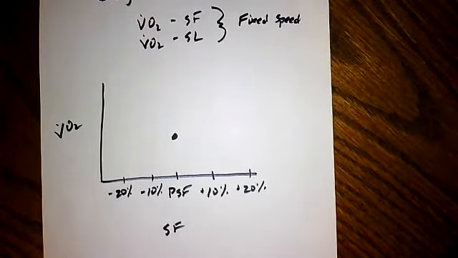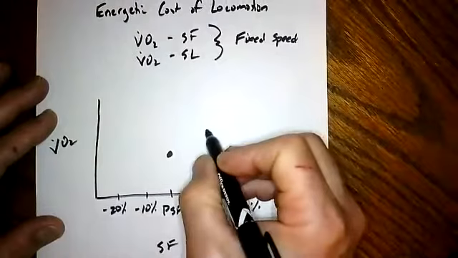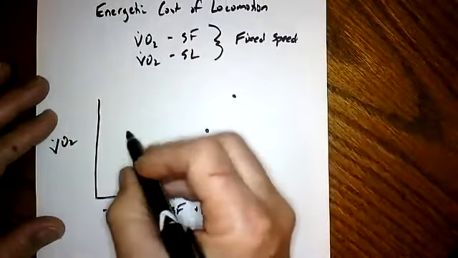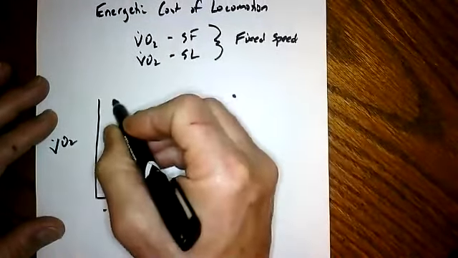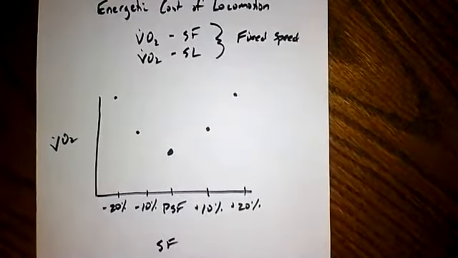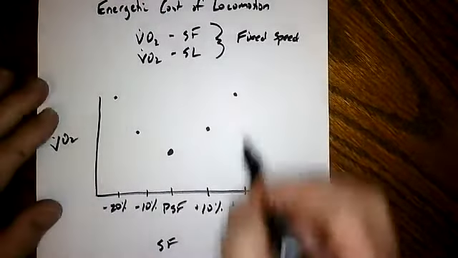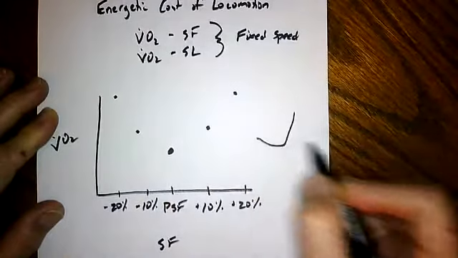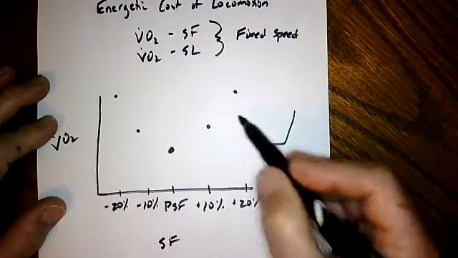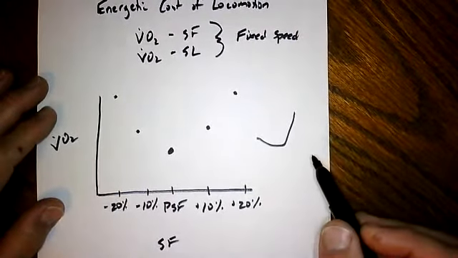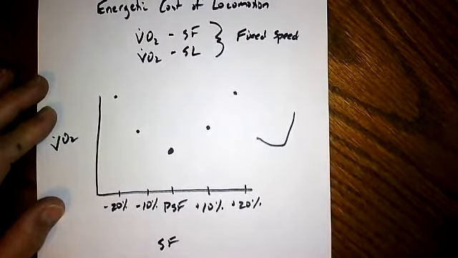Sometimes people do 5, 10, 15, 20, plus or minus those changes. And in general, we expect VO2 to increase with changes in stride frequency. And again, this is probably more of a J phenomenon where it probably increases a little bit more on faster stride frequencies than on slower stride frequencies.